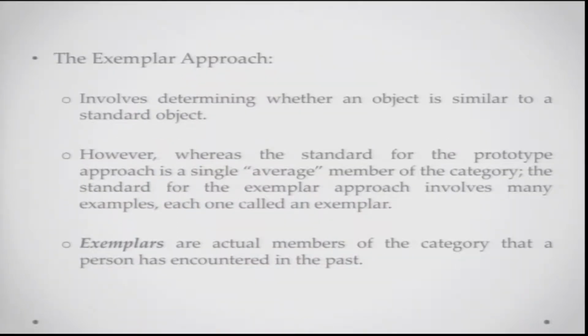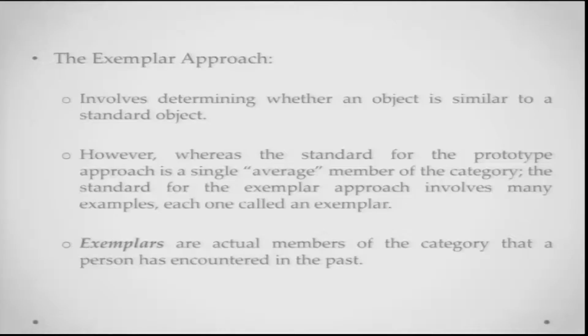Now, let us talk about a different approach. Let us talk about the exemplar approach to categorization. The exemplar approach involves determining whether an object is similar to a standard object. So, we are talking about a prototype, which is an average of all the characteristics that these group members will have, and here we are talking about exemplar. So, we actually take a real exemplar and we try and compare all the new members to this exemplar.